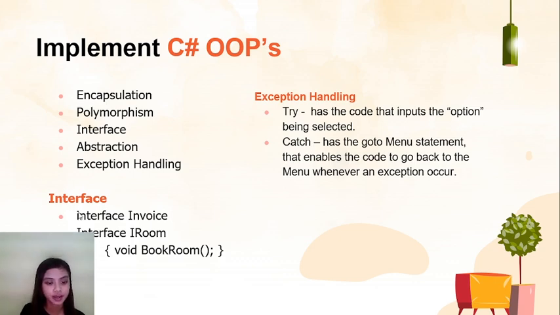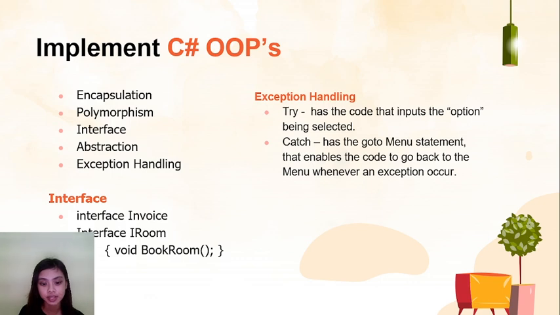Now in our interface, we have an interface invoice and interface iRoom, and we have a method here of void book room. Next is our exception handling. A lot of the time, when our program is running, there are certain things that can go wrong.